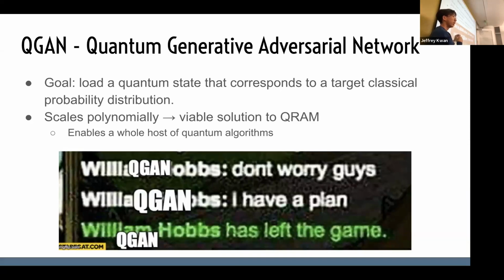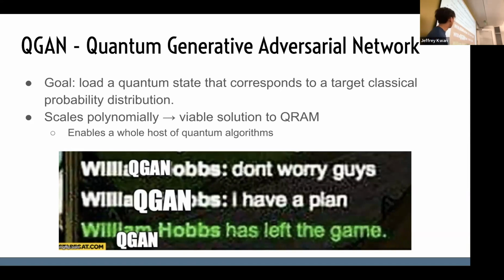Does that make sense? If you assume each gate takes 1 unit of time to run, and you have a polynomial number of gates, let's say you want to load in a 3-qubit state and you have 9 gates, then if each one takes 1 unit of time to run, the whole algorithm takes 9 units of time to run, right?